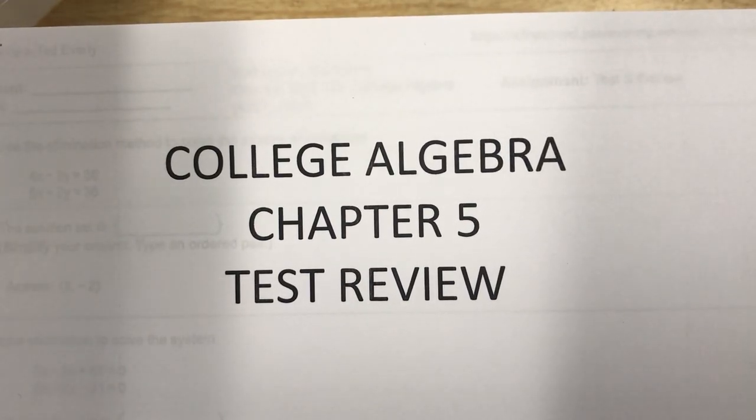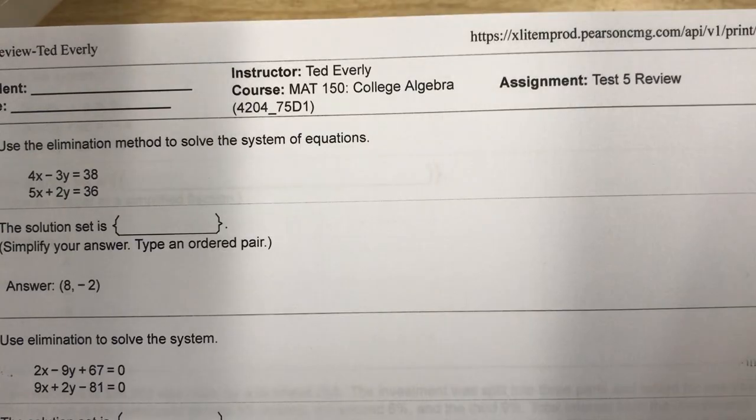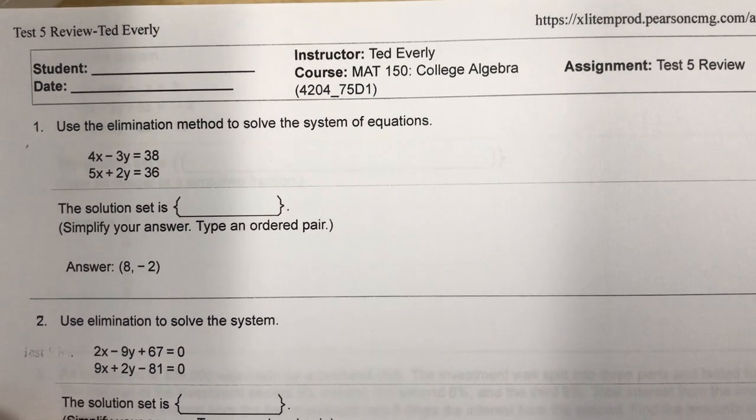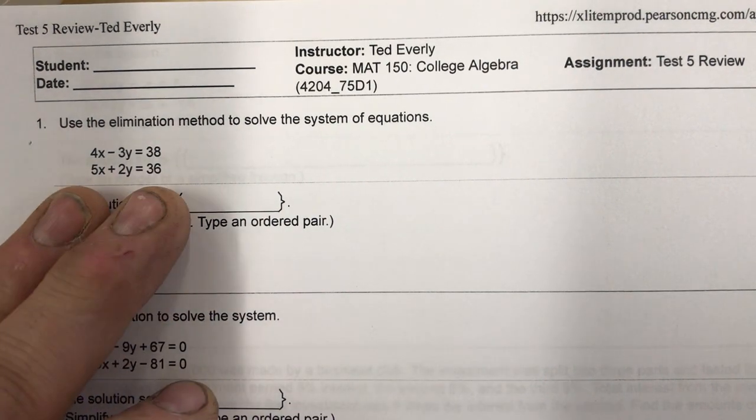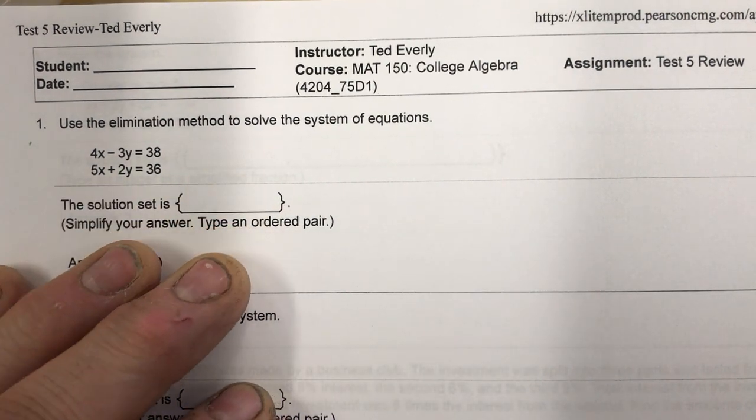All right, so here we are, Chapter 5 test review in college algebra. We're going to start with number 1 here. We'll work our way through. All right, use elimination to solve this.